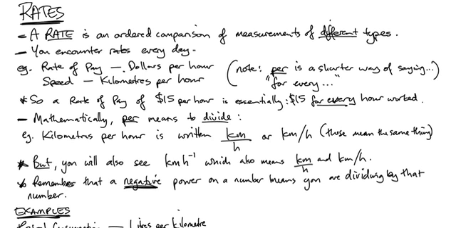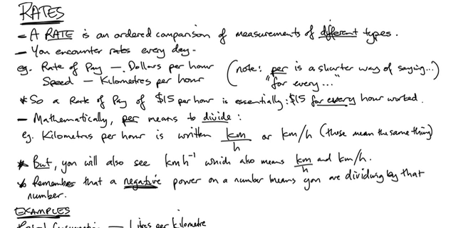So just note at this point that per is really just a shorter way of saying for every, okay? Something for every something else. The first something is the first measurement, and the for every what comes after it is the second measurement that you're comparing it to, okay? So a rate of say $15 per hour is essentially saying the same thing as $15 for every hour worked. Alright?